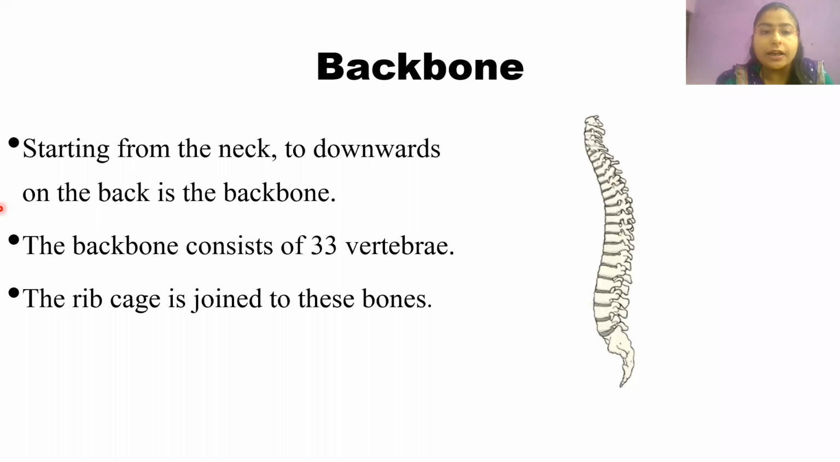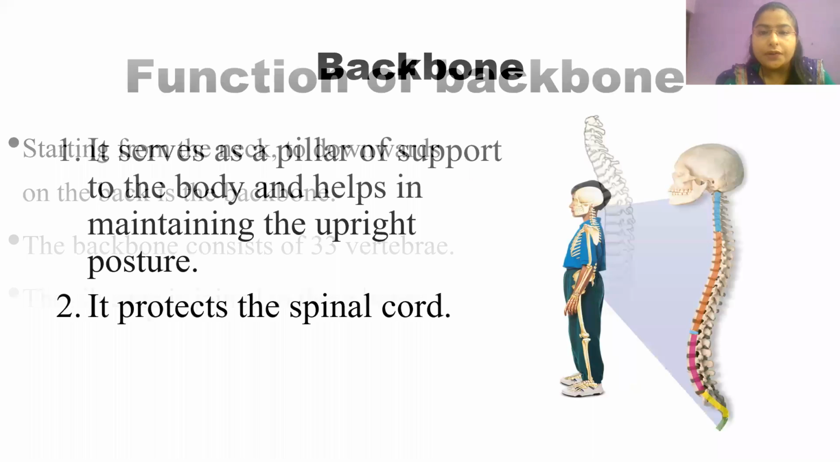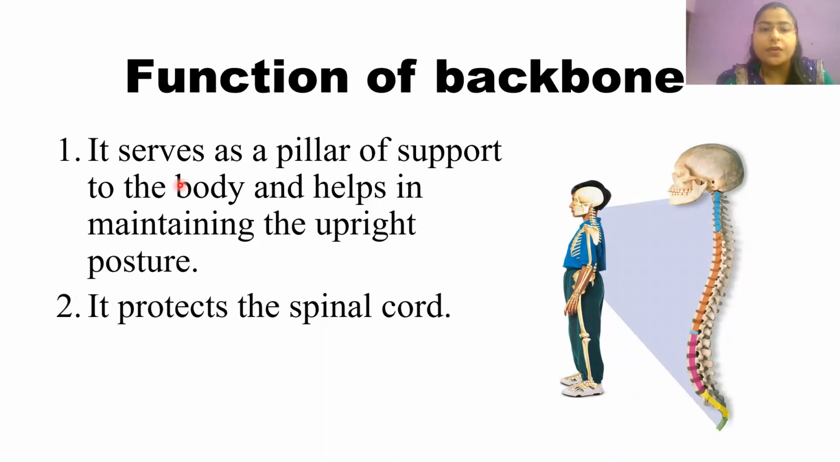Backbone. Starting from the neck to downwards on the back is the backbone. It starts from our neck up to the stomach, that is the backbone. The backbone consists of 33 vertebrae. This is the vertebrae. This is vertebrae and there are total 33 vertebrae. The rib cage is joined to this bone. Function of backbone. It serves as a pillar of support to the body and helps in maintaining the upright posture.